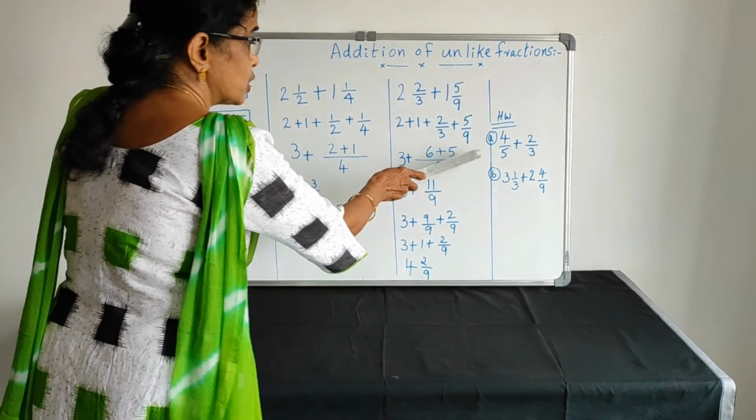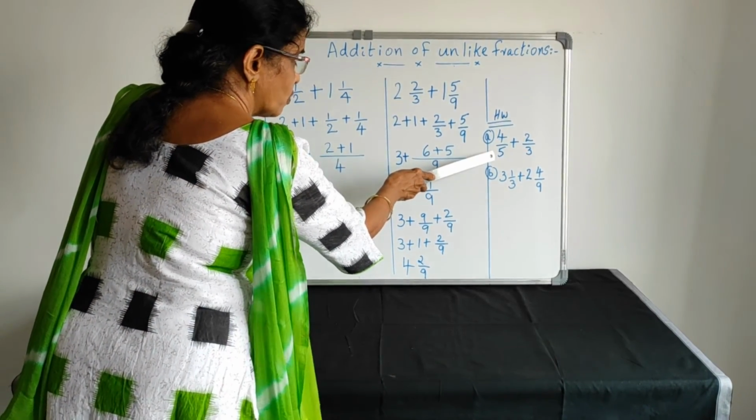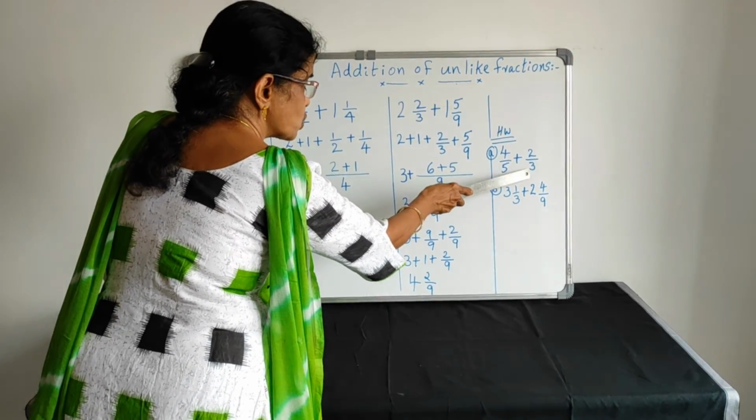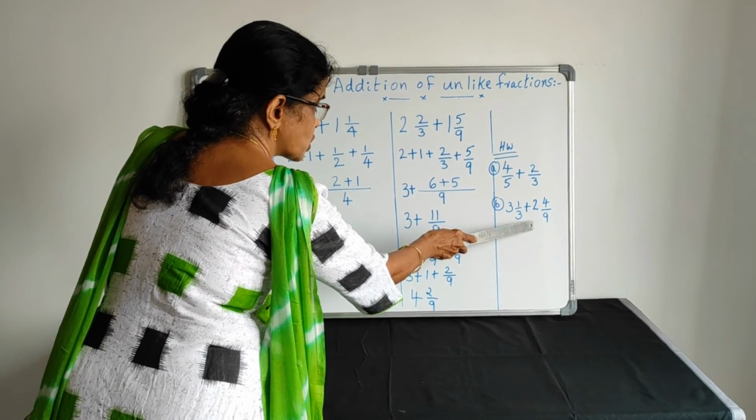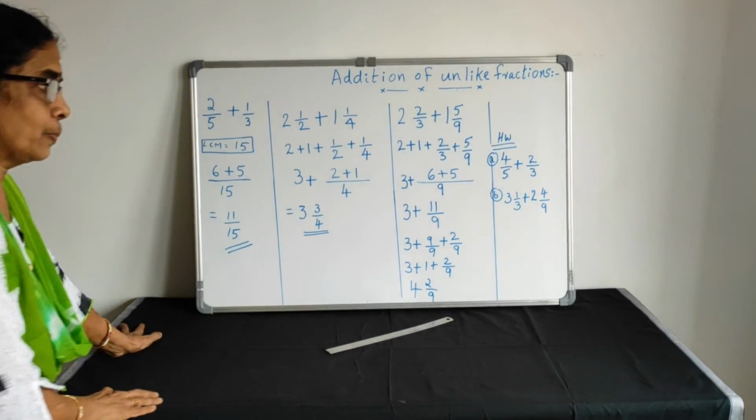Now I have given 2 questions for homework. 4 by 5 plus 2 by 3. Second question, 3 and 1 by 3 plus 2 and 4 by 9.